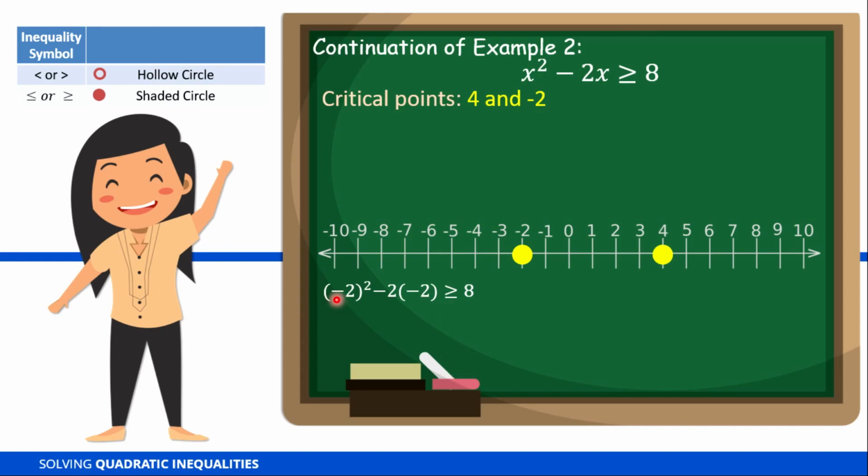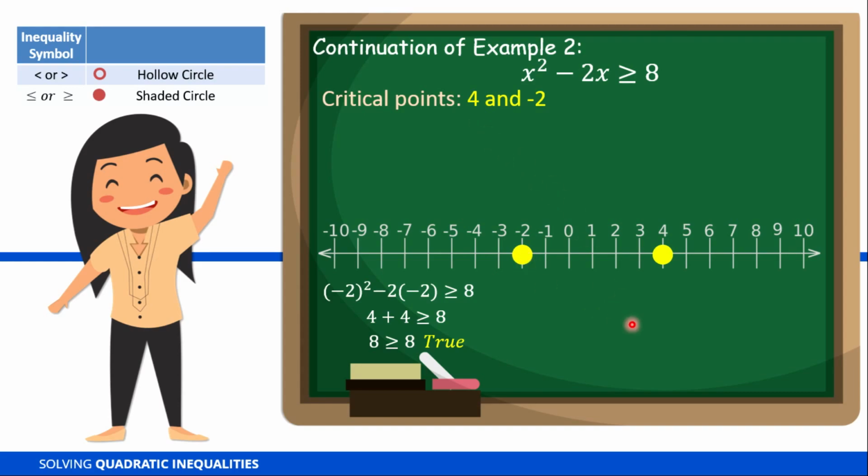Okay, so we have negative 2 squared, that is 4, and then negative 2 times negative 2, we have positive 4, is greater than or equal to positive 8. 4 plus 4, we have 8, is greater than or equal to positive 8. Okay, so tandaan, meron tayo sa ilalim na or equal to. That means this is a true inequality. Kasama si negative 2 sa ating solution set.